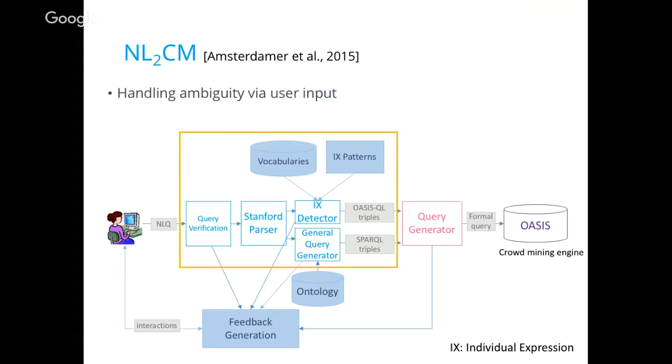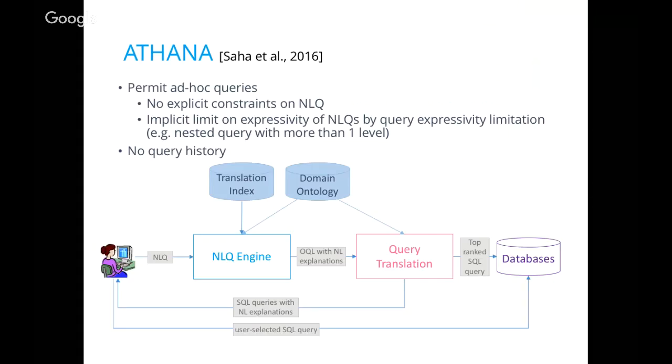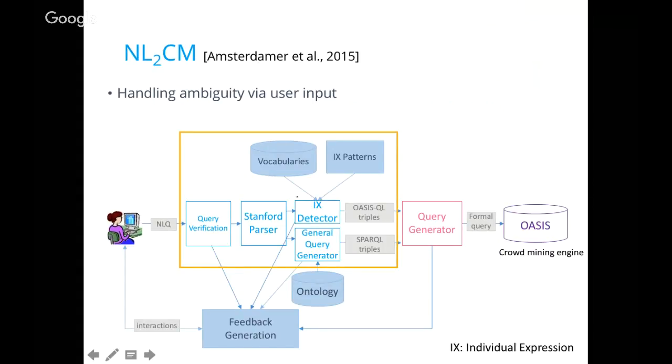So let me show you one example about how it handles ambiguity using user feedback. Actually, we already visited the example. This is just to show that the ambiguity can happen with the larger box, because we will not recognize ambiguity until we try to identify the individual expression as well as the general query.